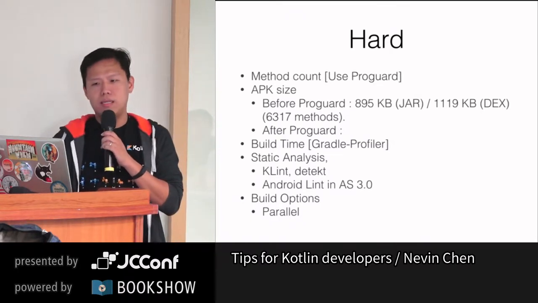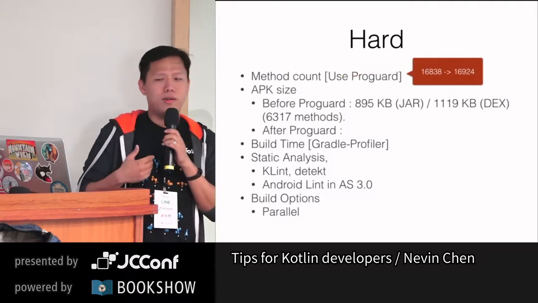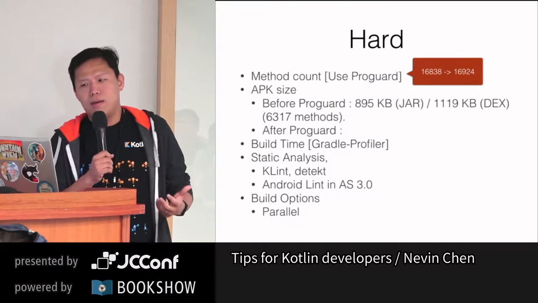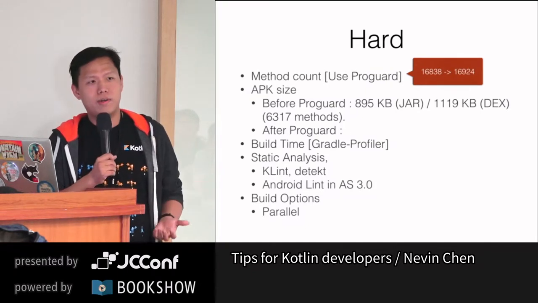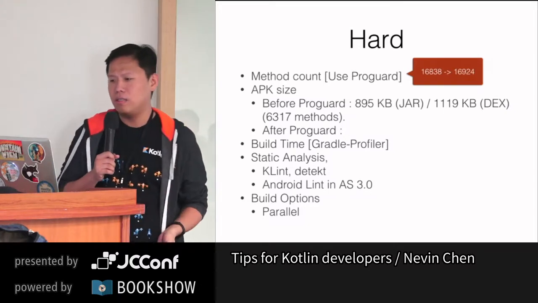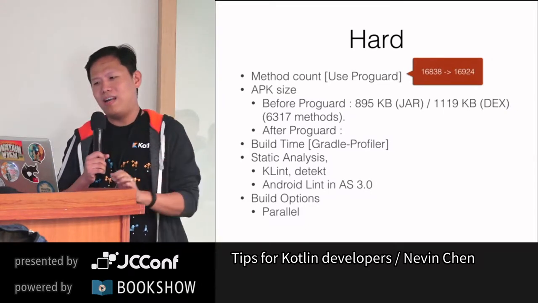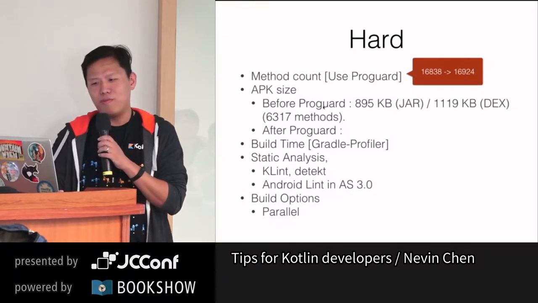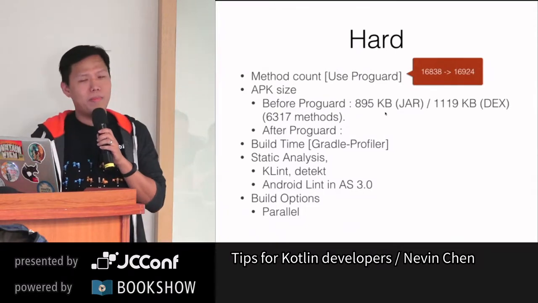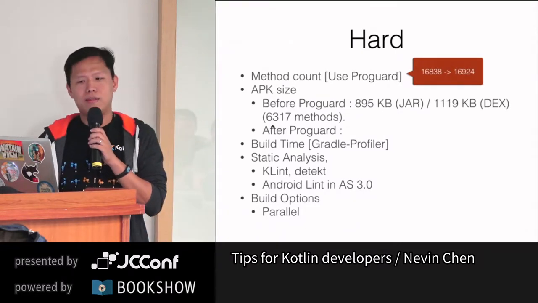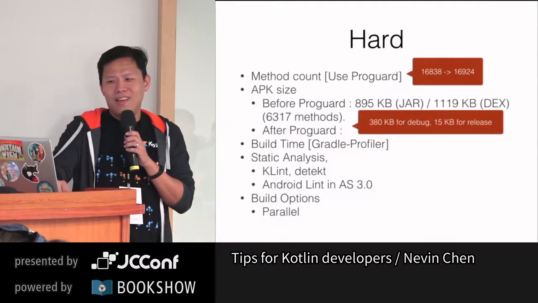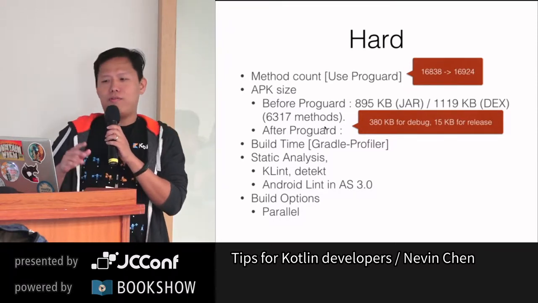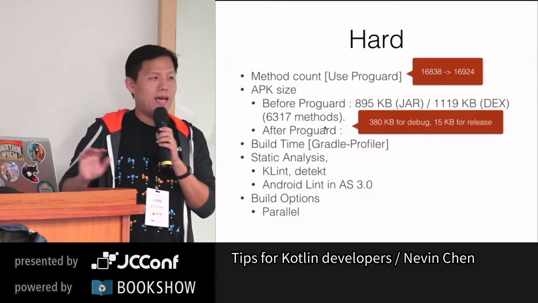The solution to it is to use ProGuard. This is my experience when we added Kotlin into our project. It's Firefox Focus. It has less than 100 method counts added, so actually it should be fine. According to the official documents, the APK size before ProGuard will be around 1 megabyte and 3 or 7,000 methods. But after ProGuard, this is our result, right? It's around 300 to 400 kilobytes, and 50K for release.